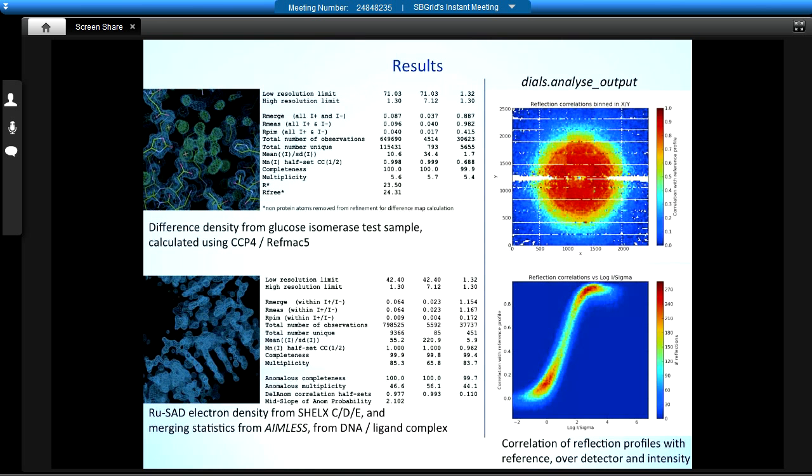So, nearly at the end here. Some quick results. This hasn't been used by anybody else. It's just been used by the developers. But my colleagues at Diamond collected a few data sets.